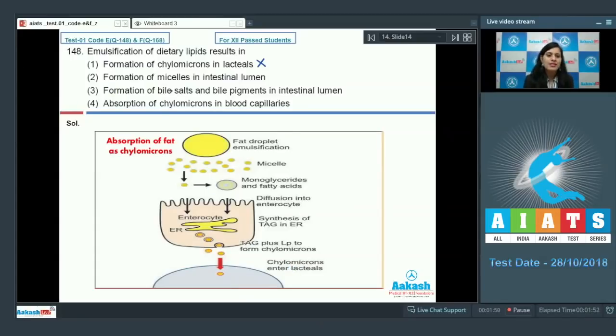The second option given is formation of micelles in intestinal lumen, and this is a correct option and is a correct answer to our question. The third option is formation of bile salts and bile pigments in intestinal lumen, and this is an incorrect option. The last option is absorption of chylomicrons in blood capillaries, and this is incorrect because absorption of chylomicrons occurs in lacteals. So the correct answer for this question is option number 2. Let's move on to the next question.